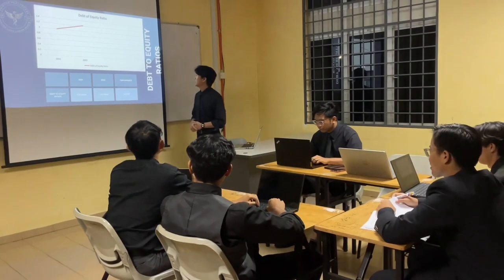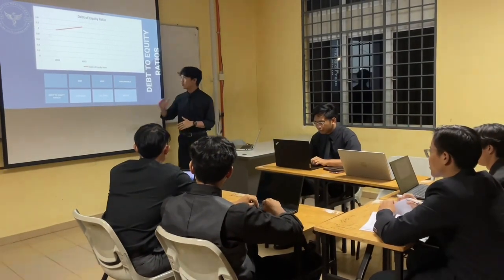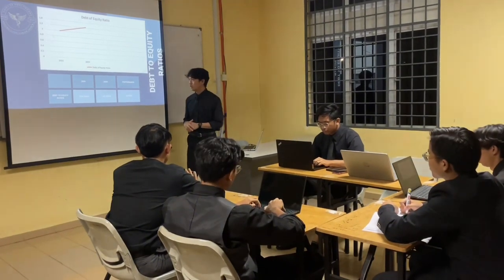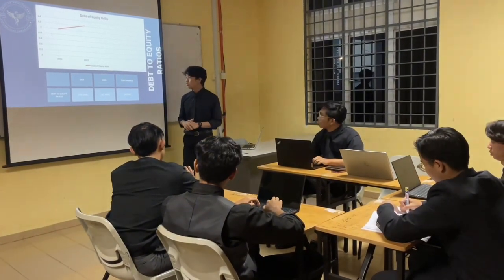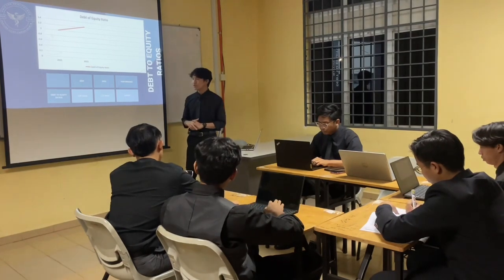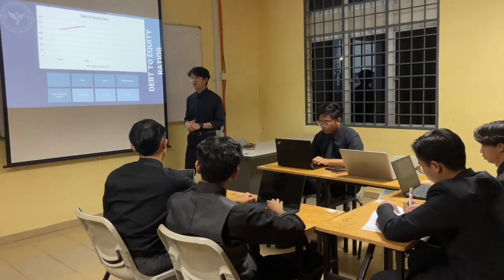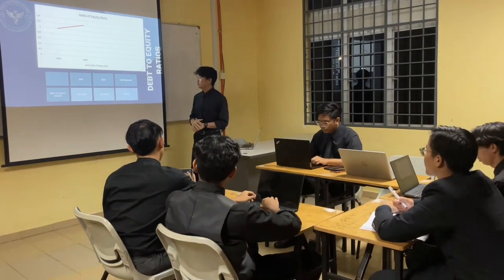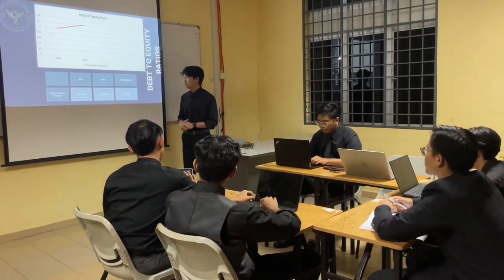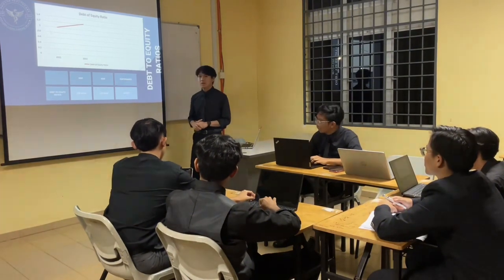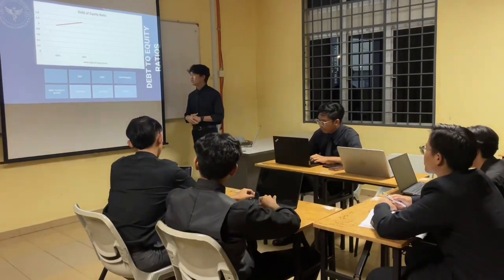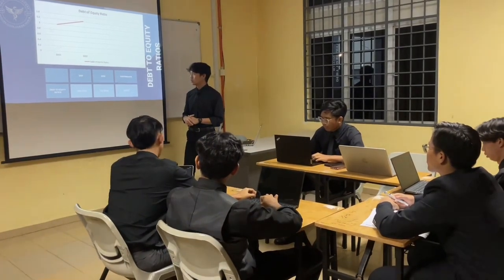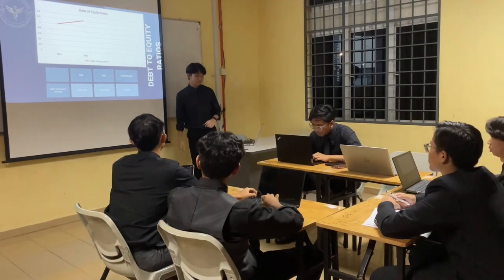Okay, next for the debt to equity ratio, we can see that for 2021, the creditor gives us 1 ringgit for 1 ringgit of owner's equity. While for 2022, the creditor gives us 1 ringgit and 22 cents for 1 ringgit of owner's equity. For debt to equity ratio, the performance needs to be lower over the years. So we can see that the value of 2022 is higher than 2021, which means performance is worse.